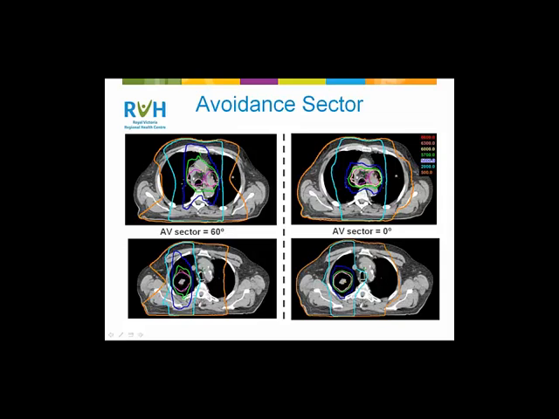Are you using heterogeneity corrections? Yes, we are. For all plans, we have heterogeneity correction turned on, and you should be careful about that. I think particularly if you're going to go into IMRT and start modulating fluence, you should definitely be using heterogeneity corrections.